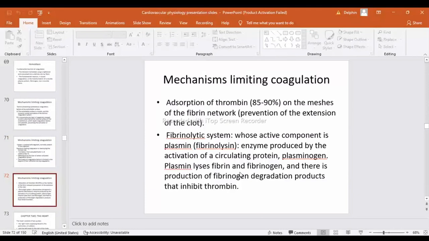Absorption of thrombin by the fibrin network prevents extension of the clot. There is a fibrinolytic system whose active component is plasmin, fibrinolysin, an enzyme produced by the activation of the plasma protein plasminogen. Plasmin lyses fibrin and fibrinogen. And this is the production of fibrinogen degradation products that inhibit thrombin.